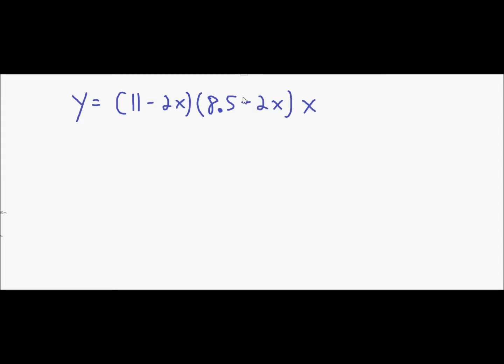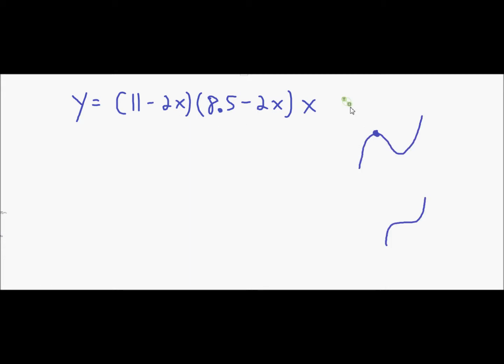That's going to be x cubed in there. This is a cubic equation. Also, you can see that it's going to be a cubic equation with a positive leading term, because when we multiply it out, we're negative 2x times negative 2x is positive 4x squared times another x is positive 4x cubed.